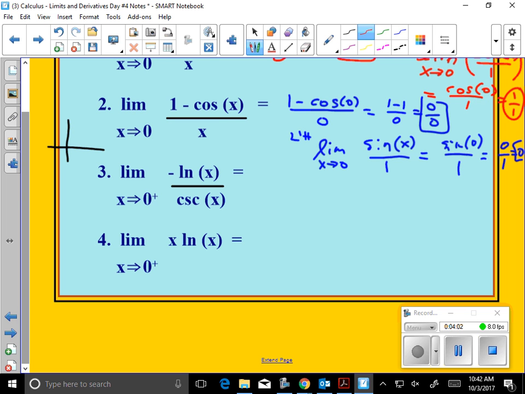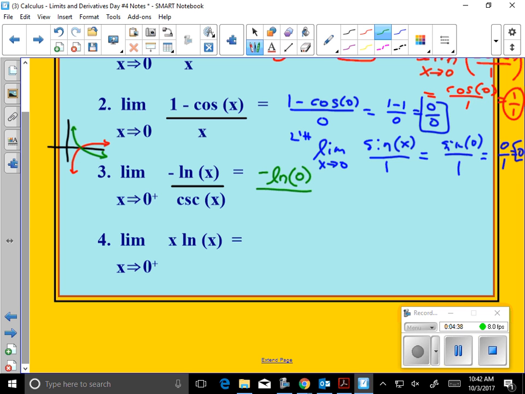Okay, here's the natural log of x. It's got a vertical asymptote. However, this is not natural log of x. This is negative natural log of x, so it's a vertical reflection. So what would that graph be approaching as x approaches 0? Infinity, right? So if I plug in a 0, negative natural log of 0 over cosecant of x. Yuck. I don't want to think of cosecant of x. What do I want to think about? 1 over sine of x.